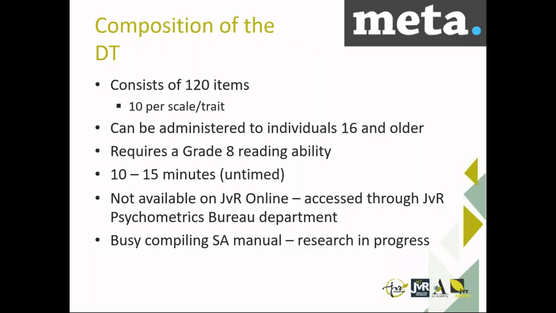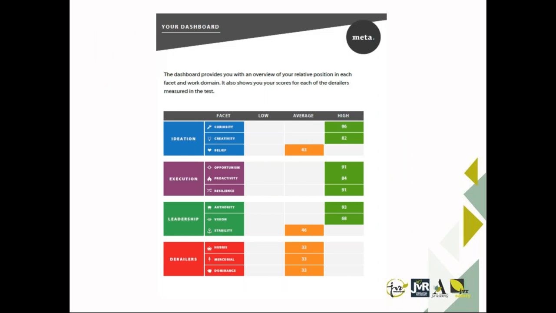Briefly looking at the composition of the DT, just short for disruptive talent, all of the information is the same as for the Meta, except that this scale consists of 120 items, where the Meta only consisted of 40 items. Still 10 items per scale, and still administered to individuals 16 years and older with a grade eight reading ability, and all of the rest still very much the same as for the Meta.